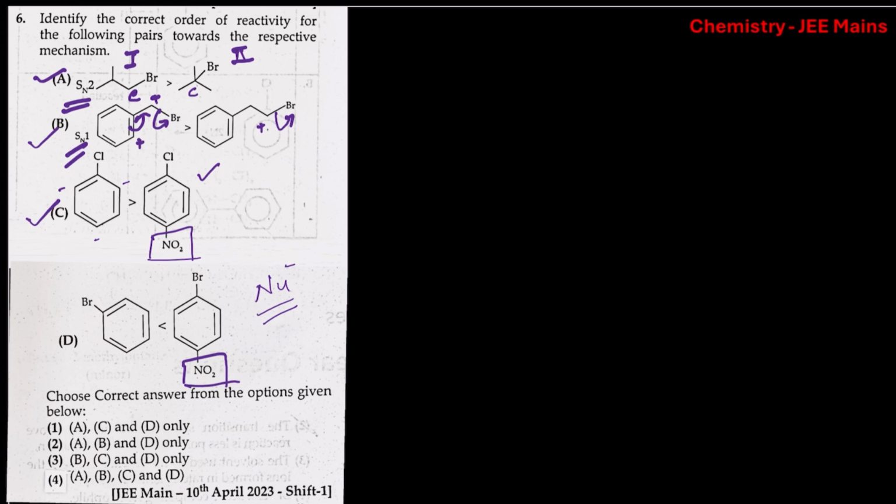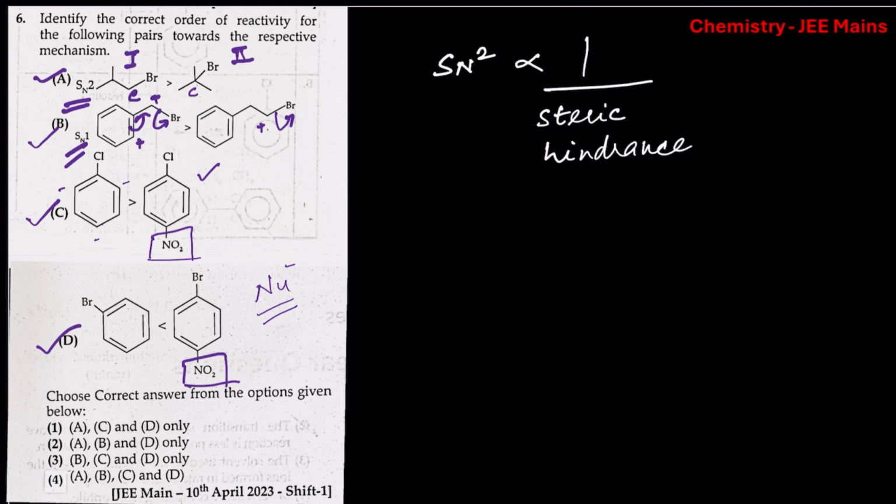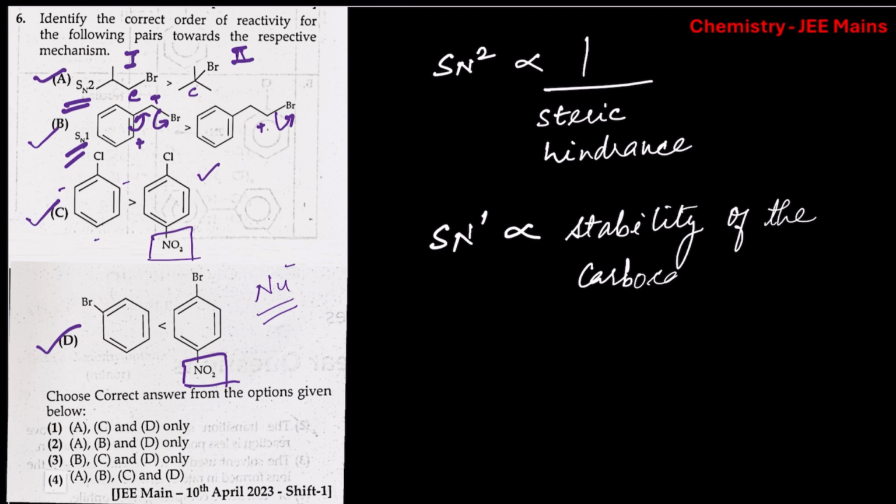Now since NO2 group is electron withdrawing group, it decreases the electron density in the benzene ring and makes it more reactive towards nucleophilic substitution. So the order of reactivity shown in option D is also correct. Now for SN1 and SN2 we can also write, for SN2 reaction the reactivity is inversely proportional to steric hindrance, and for SN1 reaction the reactivity is directly proportional to the stability of the carbocation. Now since the order of reactivity shown in all the options A, B, C and D are correct, so here the correct option is option 4.